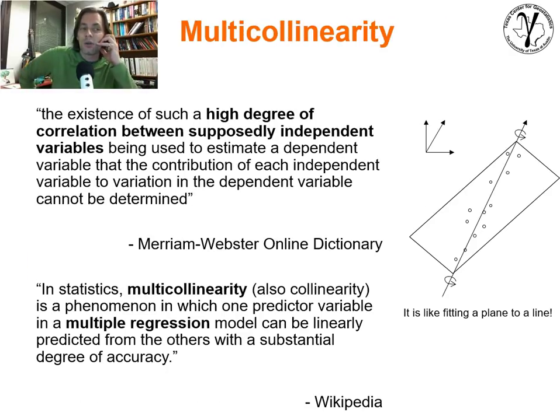If you go to Merriam-Webster Online Dictionary and you look it up, you'll find out that it tells you something about a high degree of correlation between supposedly independent variables. So in other words, there's a lot of information shared between the variables. If you tried to draw that, imagine a three-dimensional problem, 3 variables. One of them is in this direction right here, the other one's in this direction right here, and I'm trying to fit a surface. So the third axis is coming out of the page. I'm trying to fit a surface to those data.